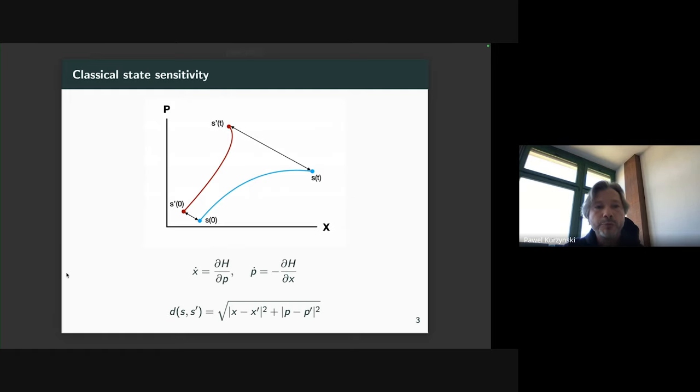Let me go to some overview of classical chaos, or what is called classical state sensitivity. This is what I already said, but now we have this picture. Let's say we have some Hamiltonian system, described by some Hamiltonian. The position and momentum evolve according to the standard equations of motion. This is exactly how we detect chaos. We have some initial point S and another point S prime. Let's say S prime comes from S via some perturbation, so the initial distance is small. Since the system is chaotic, these trajectories will start to diverge in time, and we can calculate this distance and see that it changes. Again, the metric that we use here is the standard Euclidean metric.